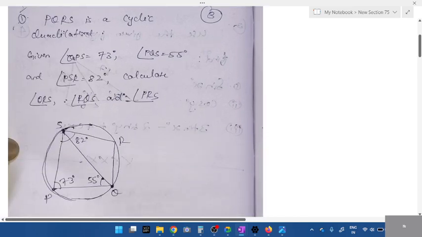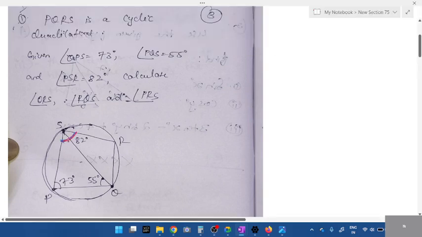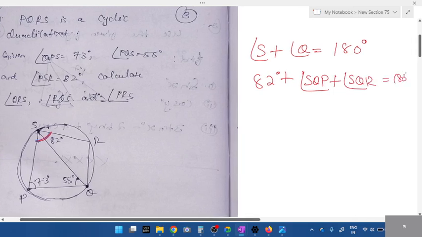Okay, look at this. PQRS is a cyclic quadrilateral. Angle S is how much? Simple question. Angle S is 82 degrees. In a cyclic quadrilateral, angle S plus angle Q should be equal to how many degrees? 180. Angle S is 82. Angle Q is made up of how many parts? What are the two parts? SQP and SQR, right? So if they ask you to find SQR, you can use the cyclic property.